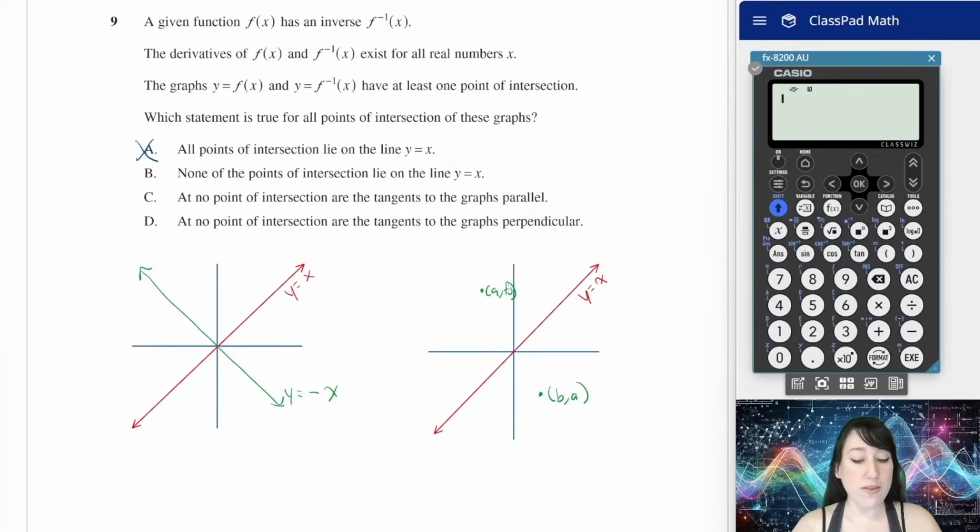Well, we know that the functions exist for all real numbers x, and the fact that the derivatives also exist for all real numbers x means that the functions are continuous, which means at some point between these two intersections, they will also cross the line y equals x and have an intersection with each other on that line. So we can rule out B. Option C, at no point of intersection are the tangents to the graphs parallel.